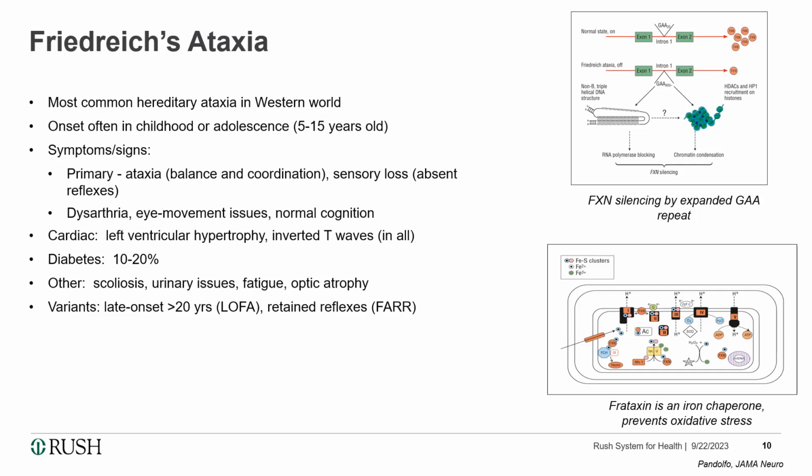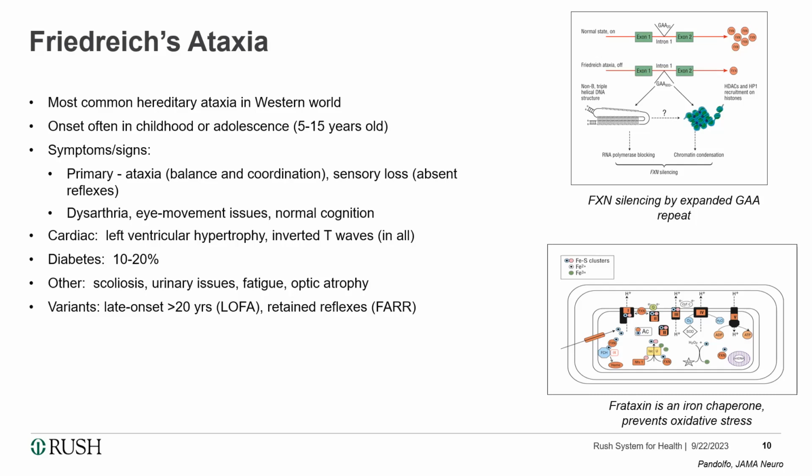and there's a whole host of other issues like scoliosis or optic atrophy. Now, there's a number of variants. They're called variants of Friedreich's ataxia. The first is late onset Friedreich's ataxia, and that would be the case for our second video that we saw. This patient presented well beyond 20 years. She was in her 60s when she came into the clinic.